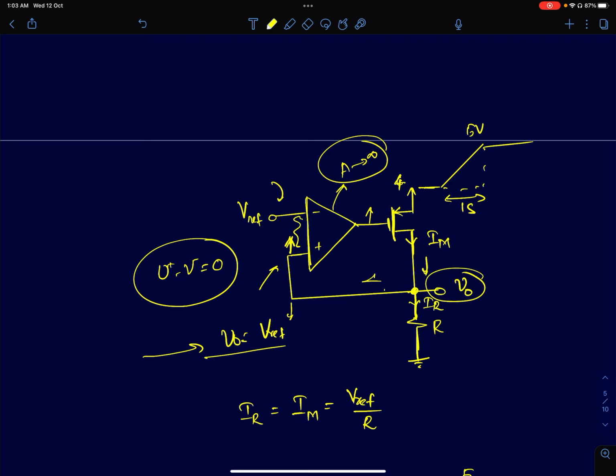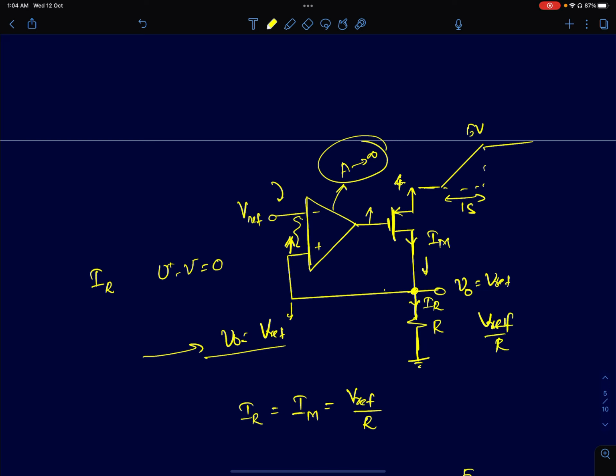In fact, when we talk about LDOs, I'll do a more detailed analysis, considering the Opamp's gain and all that. So right now, this is sufficient to understand this problem. Both these node voltages are equal, so the output voltage comes exactly equal to Vref. The current flowing through the resistor, I'm going to call it capitalized subscript R, is simply given by Vref upon R, because the voltage across the resistor is fixed. So the current through the resistor is also fixed.